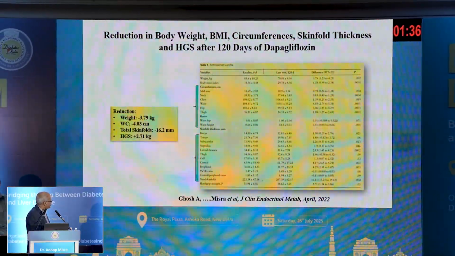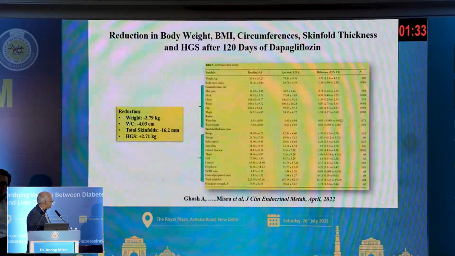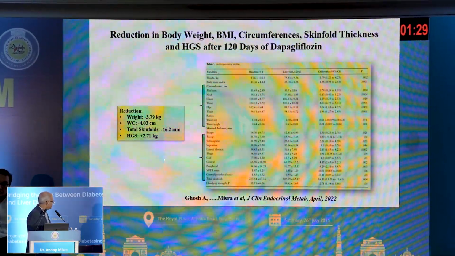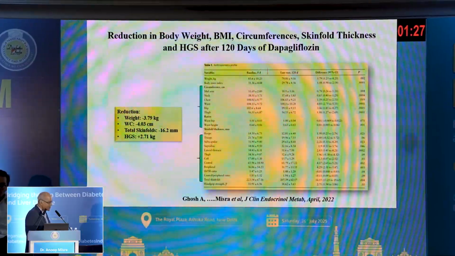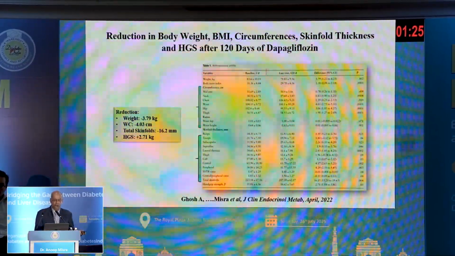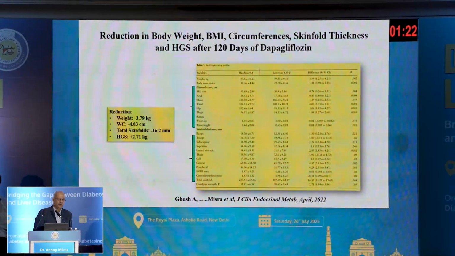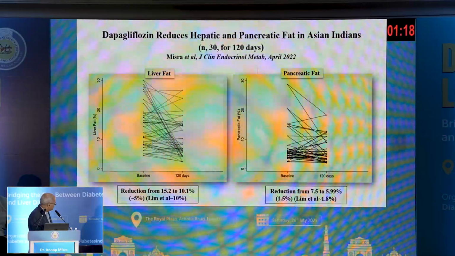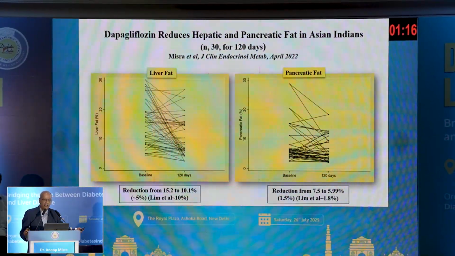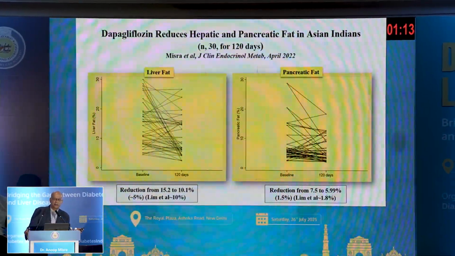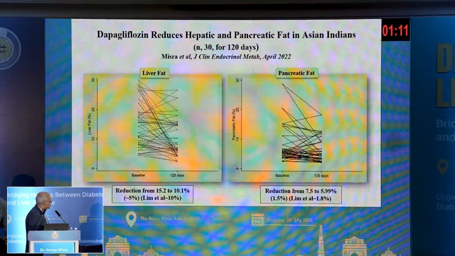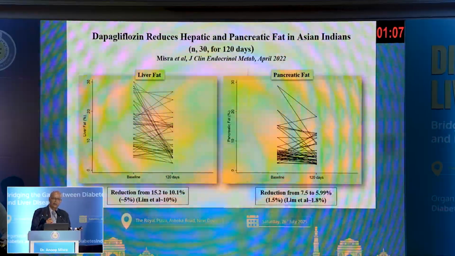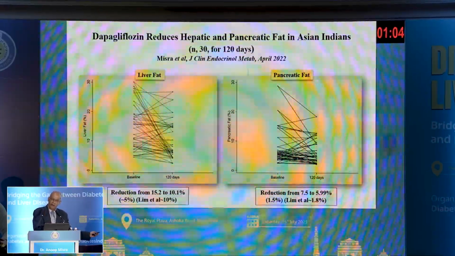When we looked at the people, they lost weight, their waist circumference was less, their subcutaneous fat and skin fold were less, and actually their strength improved. Though they lost weight, their hand grip strength improved. Liver fat reduced from 15% to 10%, and this was published in one of the top journals, the Journal of Clinical Endocrinology and Metabolism, and pancreatic fat also improved. So dapagliflozin is actually a forgotten drug here.